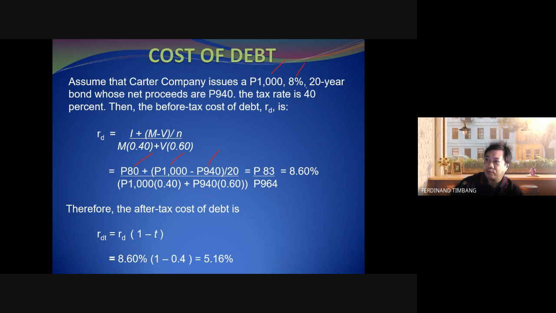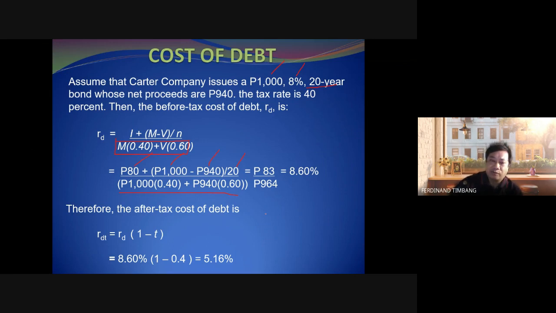So you have the life of the yield for 20 years. So 21. And then we apply itong part na to, no? So that's why it's 1,000 times 0.40 at saka 940 times 0.60. So you will get 83 over 964. So you will get the cost of debt before tax to be 8.6%.